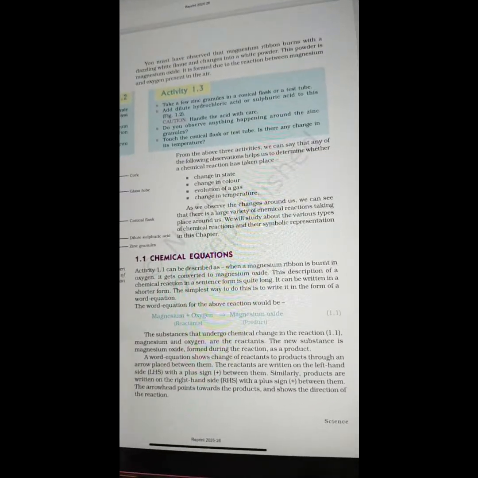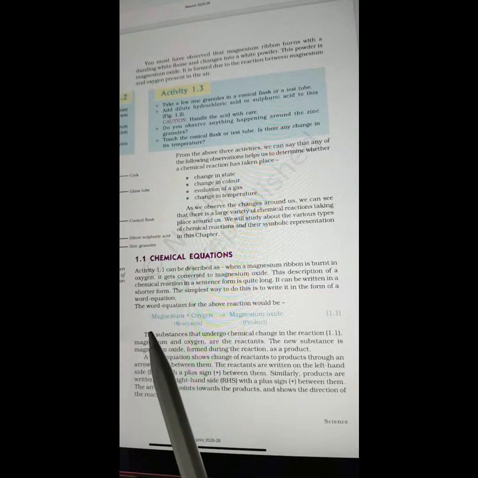Now, 1.1 Chemical Equations. Activity 1.1 can be described as: when a magnesium ribbon is burned in oxygen, it gets converted to magnesium oxide. This description of a chemical reaction in a sentence form is quite long. It can be written in a shorter form. The simplest way to do this is to write it in the form of a word equation.